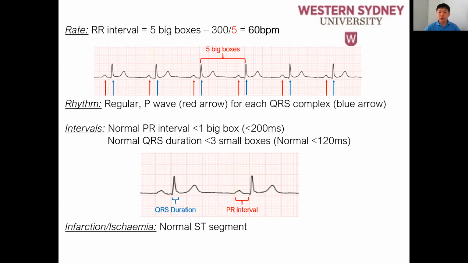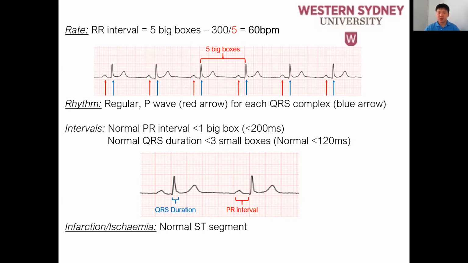First off, we go through the rate. We can see that it's a regular rhythm, so we can just use the RR interval. Roughly it's about 5 big boxes, as you can see. Then we use the equation 300 divided by 5, so this patient's heart rate would be roughly about 60 beats per minute. Then we'll look at the rhythm. The rhythm is regular, and there's a P wave, which is the red arrow, for each QRS complex, which is the blue arrow. So it seems like it's a sinus rhythm.